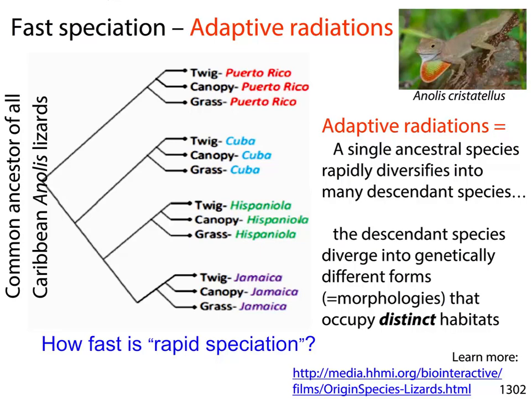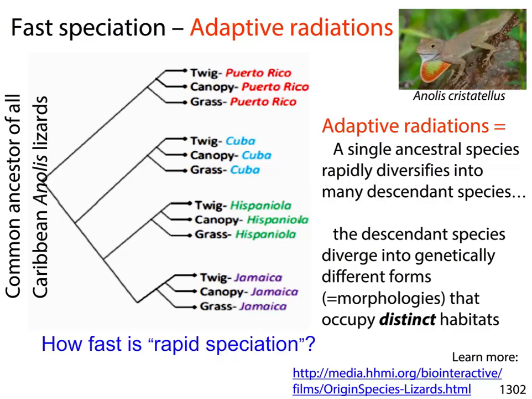Now, when you have a speciation event, and if you'll recall, we've talked about this already as far as how it can happen and so forth. But if it happens really quickly, it's basically known as an adaptive radiation. You start out with a single ancestral species, and this rapidly diversifies into many descendant species. Remember, according to the biological species concept, what does it take to make a species? You've got to have some barrier to gene flow in between the two. The idea then is that the descendant species diverge into genetically different forms that occupy distinct habitats. This might bring about the question, how fast is rapid speciation? Well, it's actually a really good question.